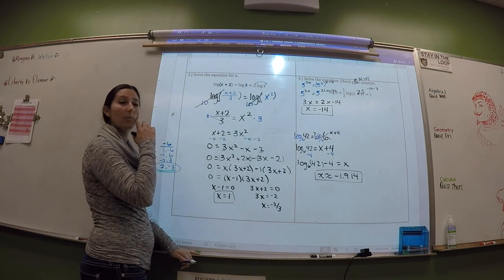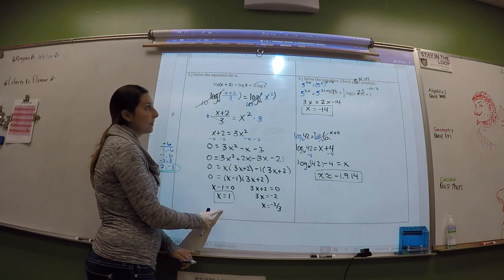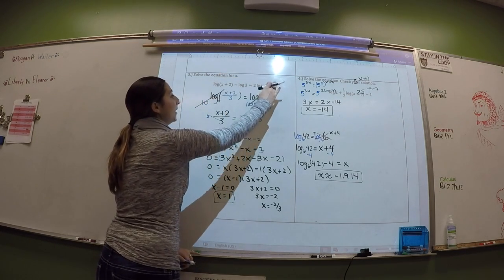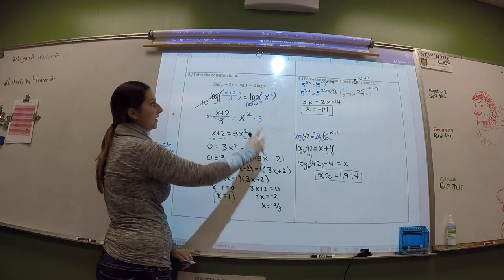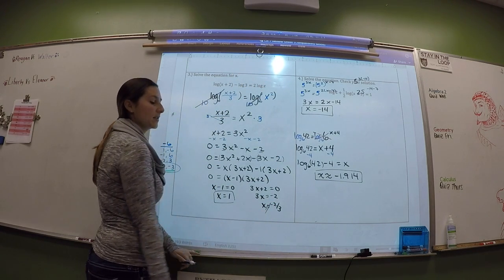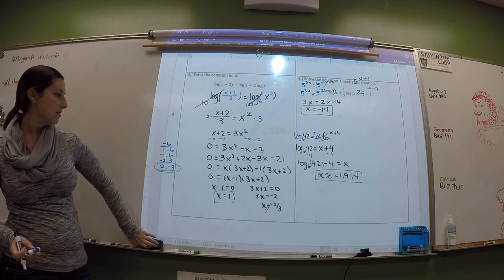After you get your answers, you want to plug them back in and make sure they work. Number 1 works, because when you plug it back in, everything's still positive. But negative 2 over 3 does not work. When you plug this in here, it makes a negative logarithm, which is not good. So that one doesn't work. It's extraneous, so we're going to cross that one out.